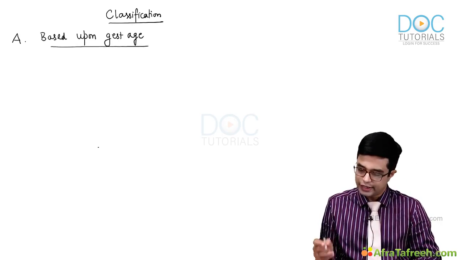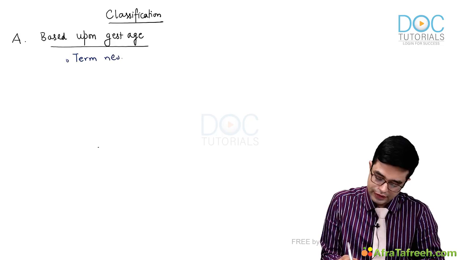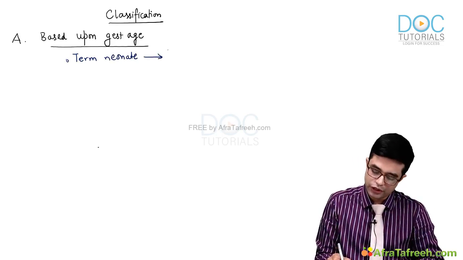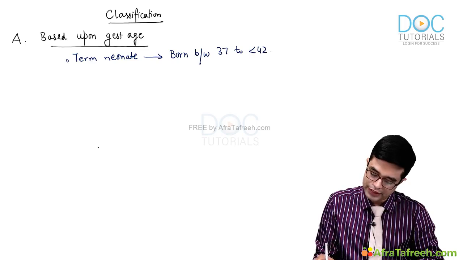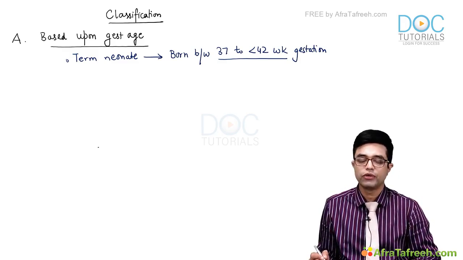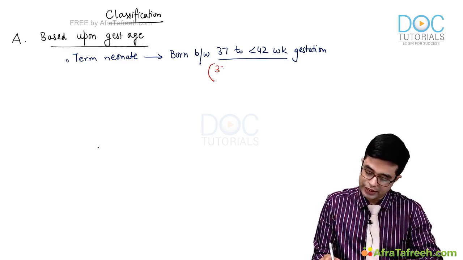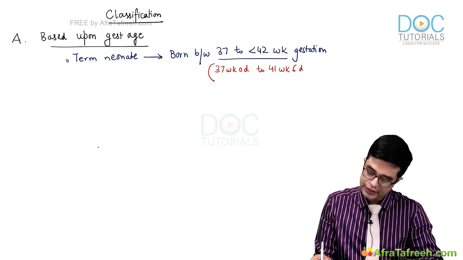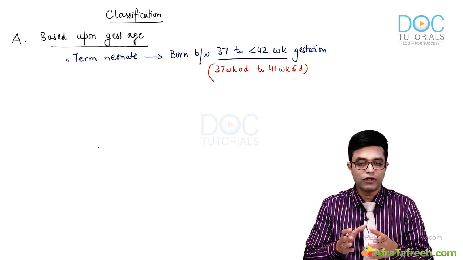Based upon gestational age, we can have babies who are term babies or term neonates. Who is a term neonate? If the newborn is born between 37 to less than 42 completed weeks of gestation, we call the newborn a term neonate. 37 to less than 42 week, what does it mean? Standard textbooks including Williams Obstetrics say that if a newborn is born when the mother's gestational period is 37 week 0 days to 41 week 6 days, then we call it a term neonate. So 37 to less than 42 completed week.